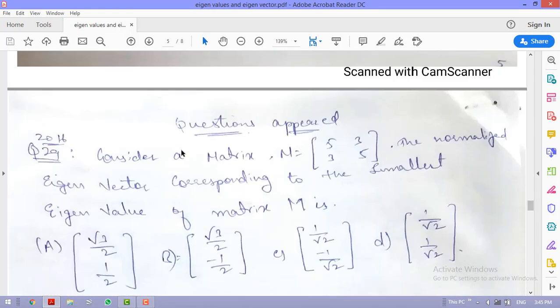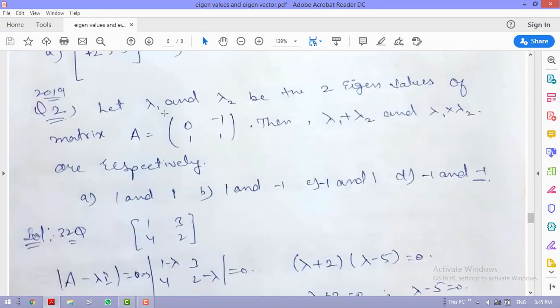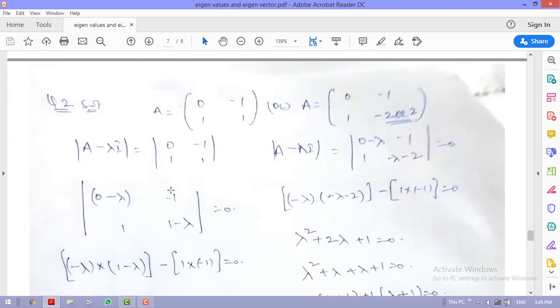If you take the determinant of this particular matrix, which is AD minus BC, so 0 into 1 is 0, minus of 1 into minus 1, which is nothing but 1. So here I got the product of eigenvalues as 1 and the sum of eigenvalues as 1. Both the values are 1. So finally I got the answer as 1 and 1.